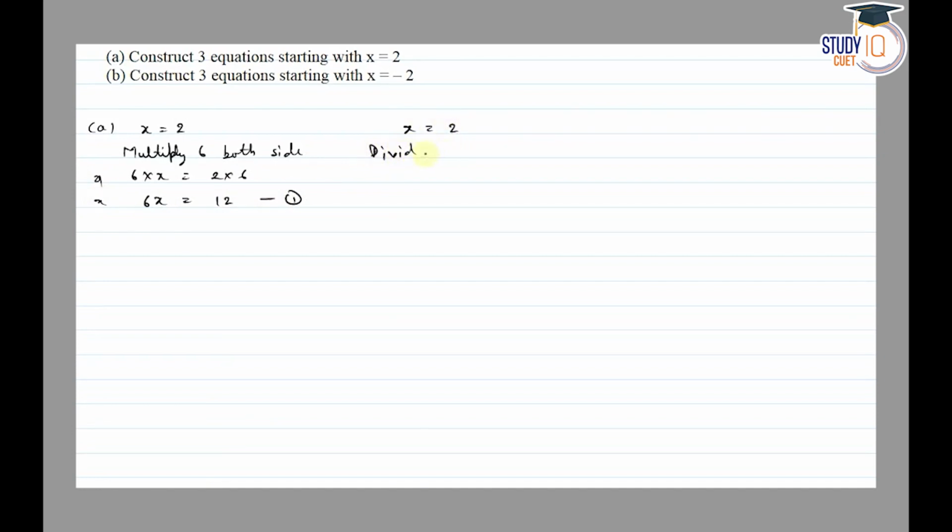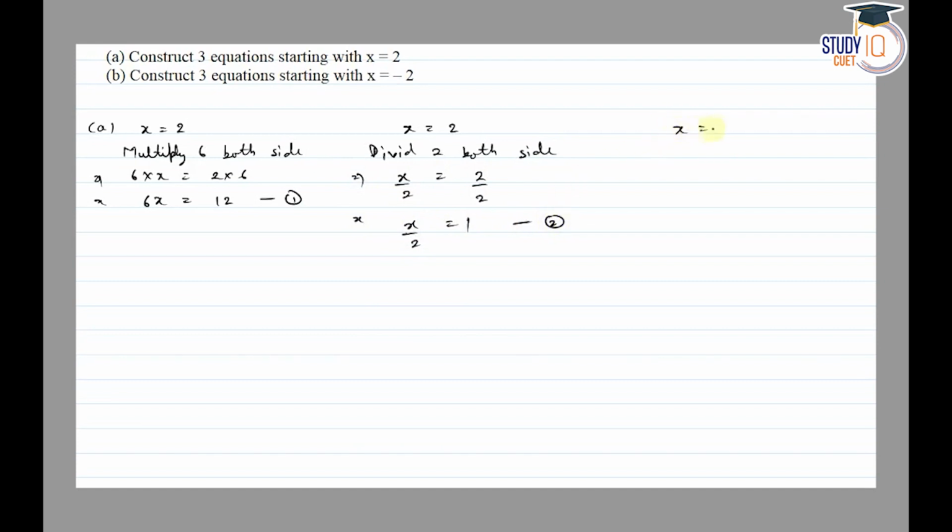Then x is equal to 2, divide 2 both side, हो जाएगा x by 2 is equal to 2 by 2, so x by 2 is equal to 1. So हो जाएगा हमारी equation 2.